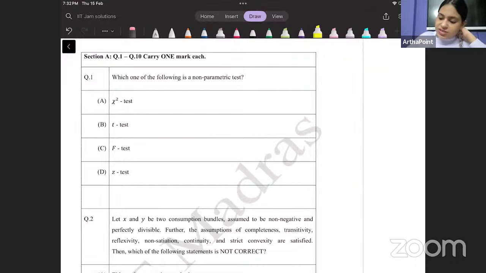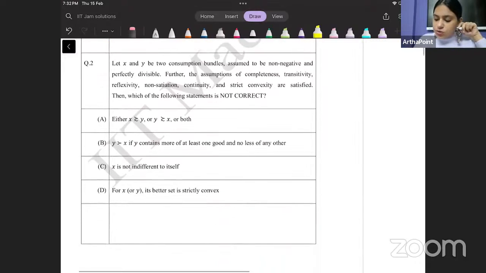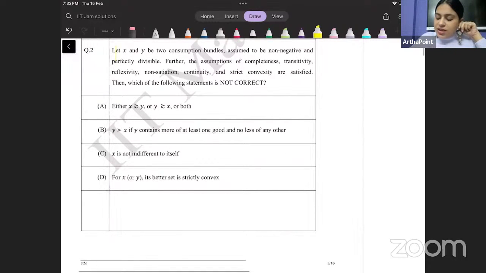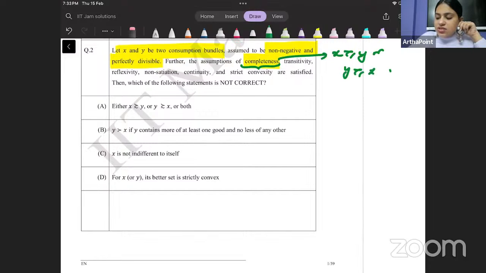So, it simply says which of the following is a non-parametric test. Very easy question. Then it says x and y are two consumption bundles assumed to be non-negative and perfectly divisible. Assumption of completeness. Completeness means I should be able to compare x with y, y with x. So completeness says that either x is as good as y or y is as good as x or I am indifferent between x and y.